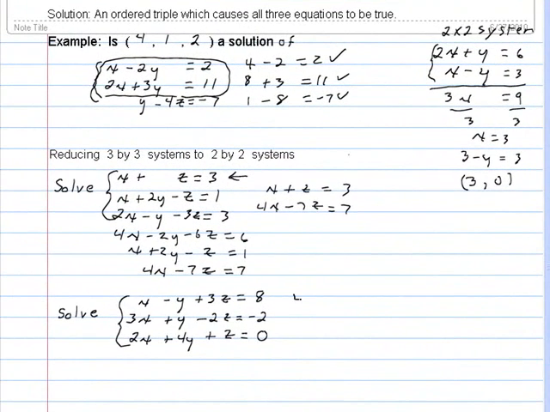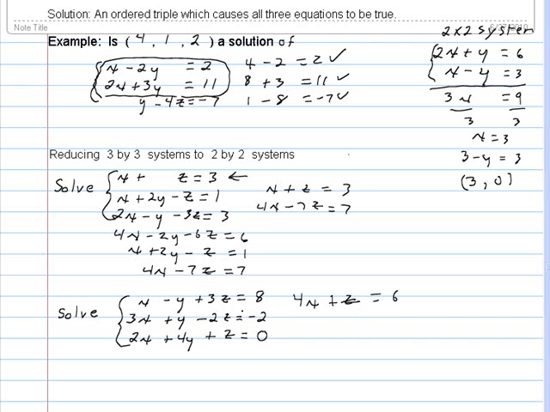X plus 3x would give me 4x. Negative y plus positive y would give me 0. Plus 3z minus 2z would be plus z. 8 plus negative 2 would be 6. And there's one equation with two unknowns, and the two unknowns are x and z. Now if I can eliminate y one more time, I'll get my second equation in x and z.